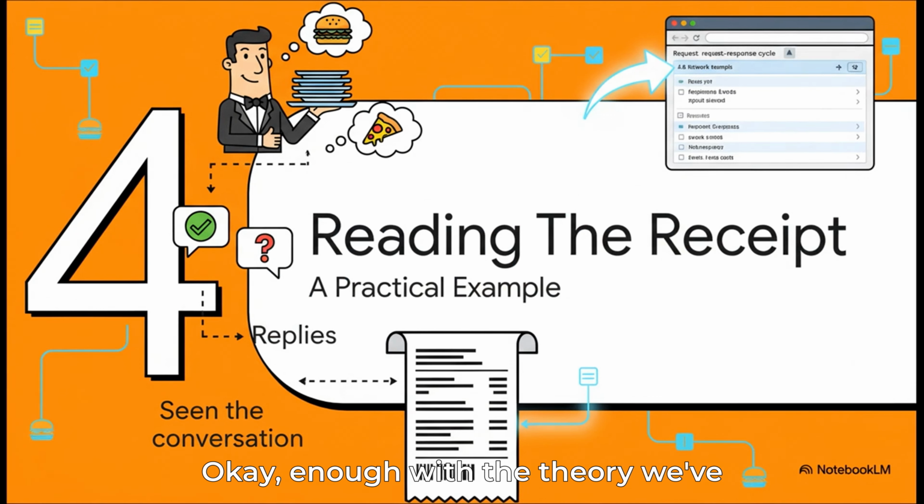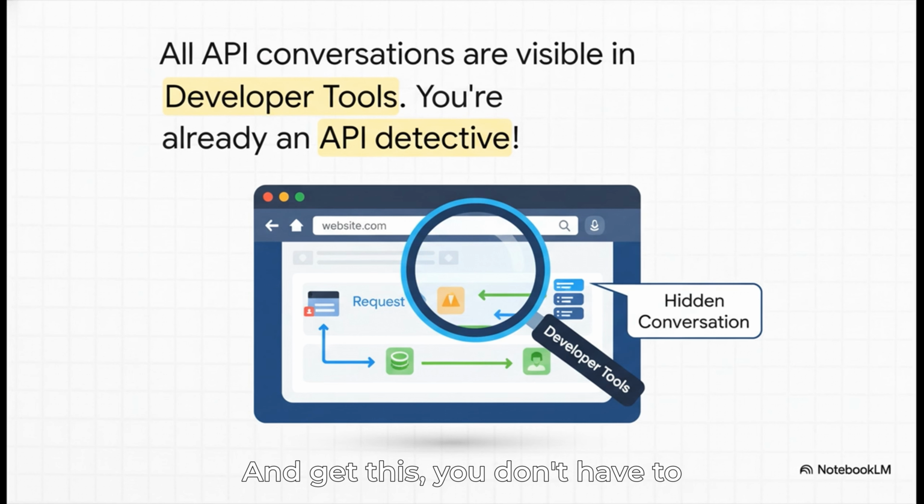Okay, enough with the theory. We've talked about the waiter, the order, the replies. Now for the fun part. Let's pull back the curtain and I'll show you how you can actually watch this entire conversation happen right inside your web browser. And get this, you don't have to download anything. You don't need any special, expensive software. This superpower is already built into Google Chrome, Firefox, Safari, whatever you're using. It's called Developer Tools, and it is your secret window into this entire conversation.